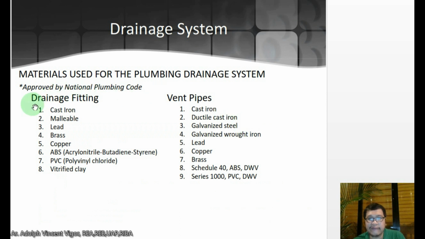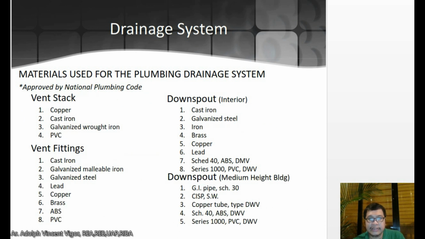So these are also the different pipes. For the vent stack, you can use copper or cast iron, but the most popular now is PVC for everything, except for the downspout. Oh yes, for the downspout also, you can use PVC. So I seldom see in actual applications those who use cast iron or brass or copper or lead.